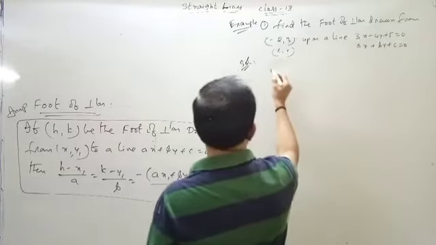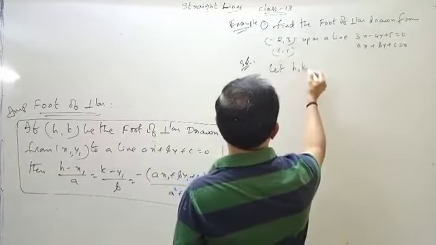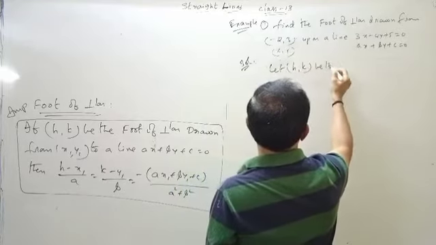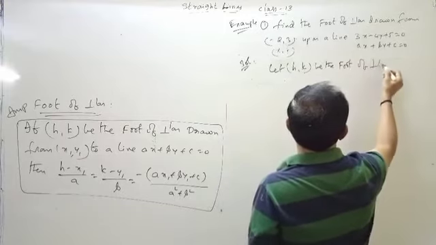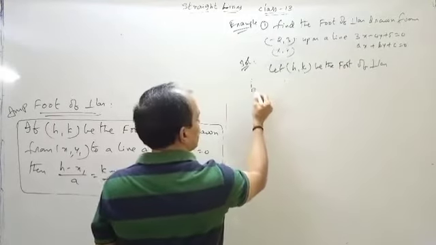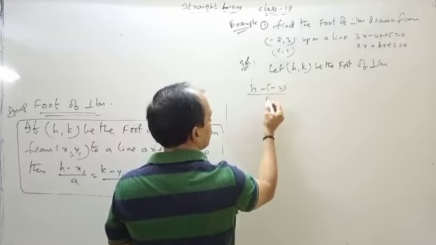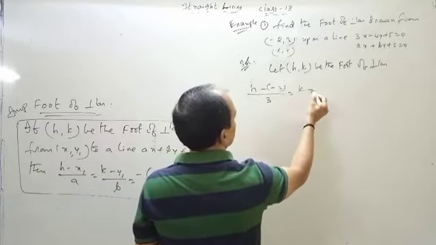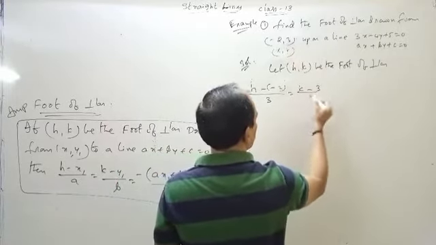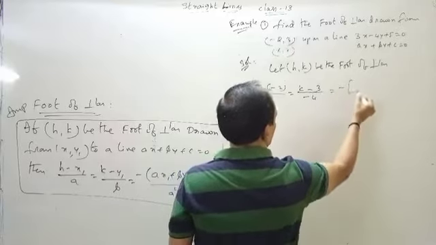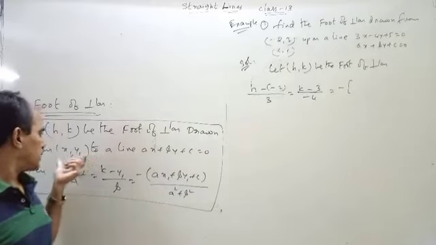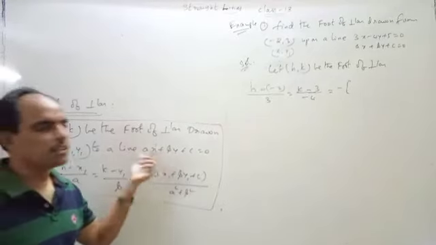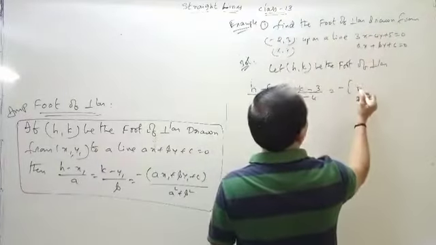Let h comma k be the foot of perpendicular. Now (h minus x1) by a is equal to (k minus y1) by b is equal to minus of, what is the formula? This one. I told you, just replace that in this equation. You replace this point in this equation.